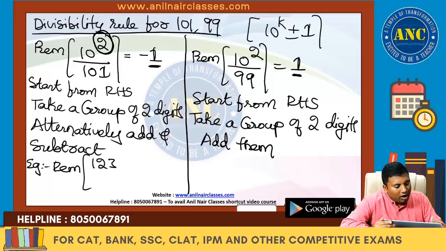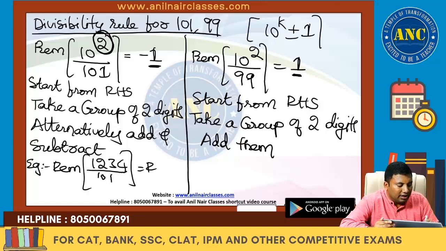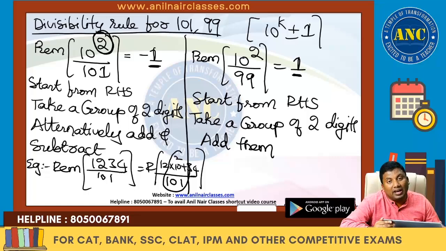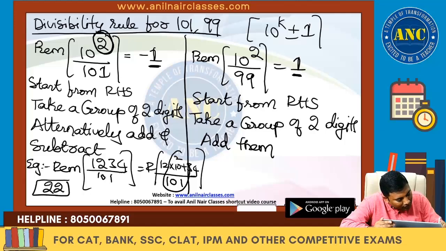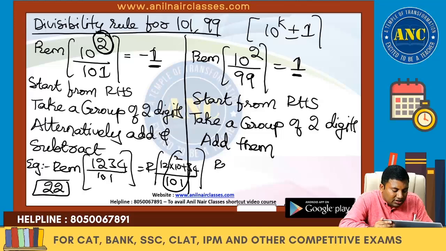Remainder when 1, 2, 3, 4 is divided by 101. It is 12 into 10 square plus 34 divided by 101. 100 divided by 101 gives minus 1. 34 minus 12 is 22. Just by looking at the question itself, you can say the answer.